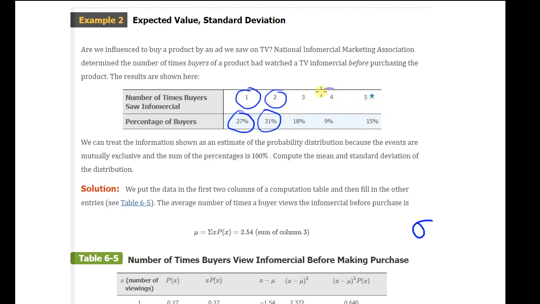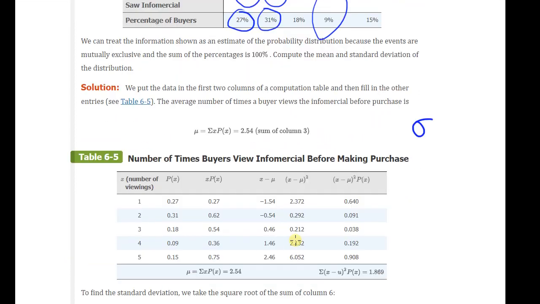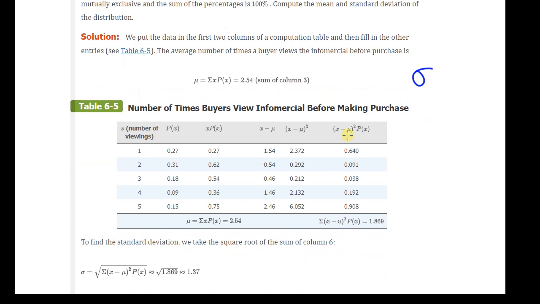Okay, so it looks like 4 is the least number, least likely that you would have someone who would see an infomercial 4 times, right? So what's important to take away here is that this is not a sample. This is a description of what's going on in the population. Okay, so when we calculate our population mean, we do it differently. Okay, how do we do it?